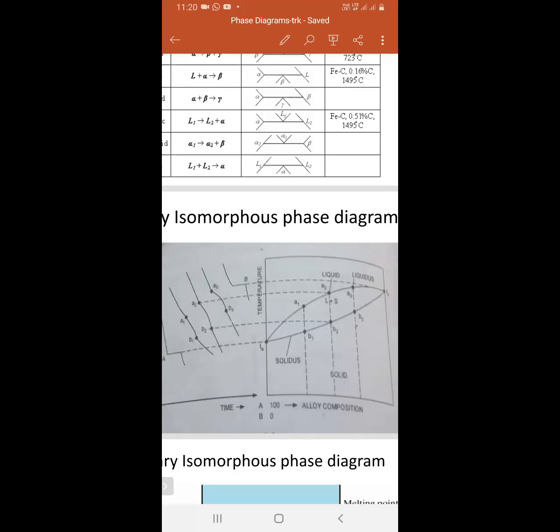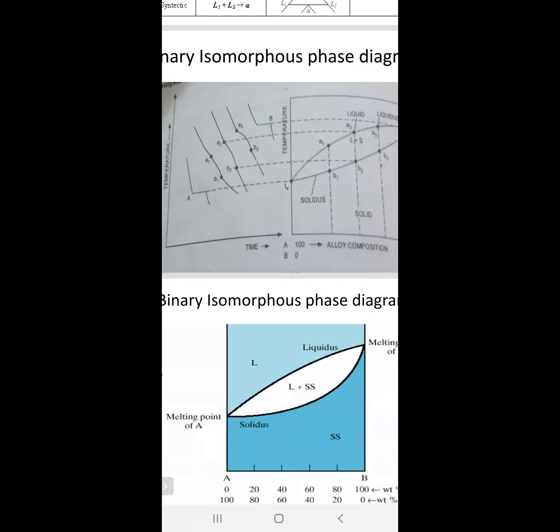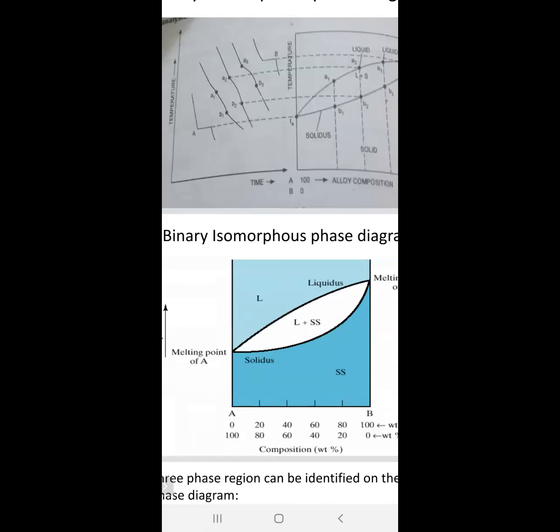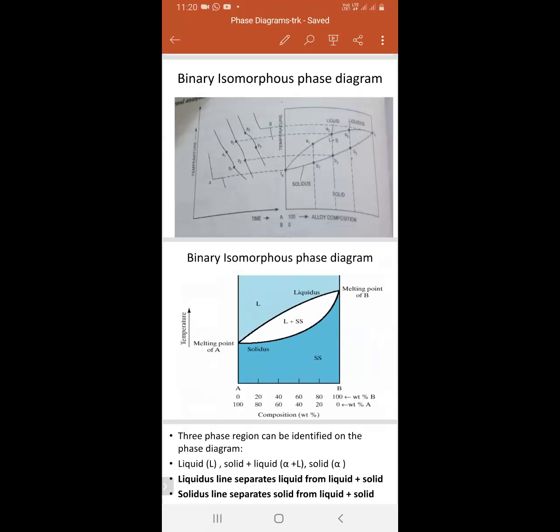Are you able to understand this one? Yes, sir. All of you understand, particularly this one. Okay? This is the binary phase diagram. I have already shown the construction, each and every point, and explained that one.